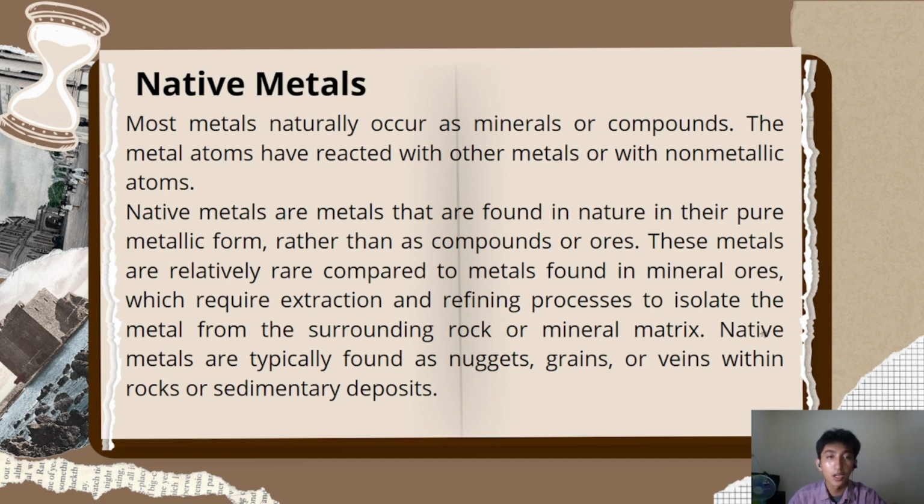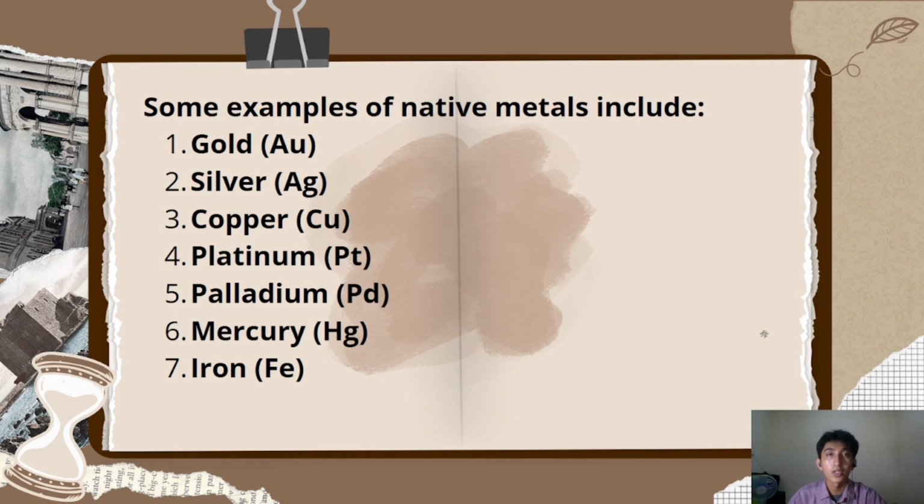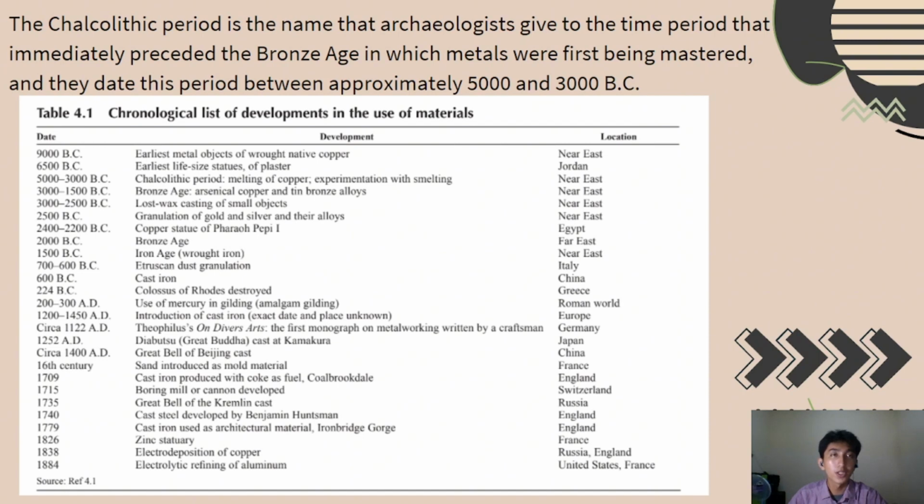Native metals are typically found as nuggets, grains, or veins within rocks and sedimentary deposits. Some examples of native metals include gold, silver, copper, platinum, palladium, mercury, and iron. The Chalcolithic period is the name archaeologists give to the time period that immediately preceded the Bronze Age, in which metal was being used, and they date this period to approximately 5500 to 3300 BC.